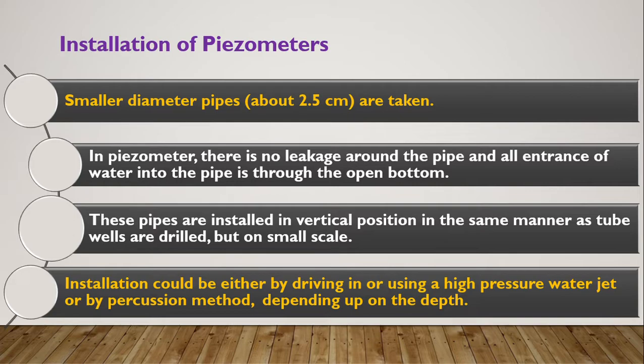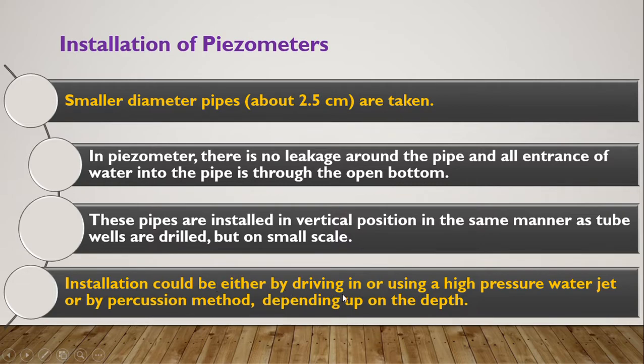So how can we install it? Small diameter pipes, about 2.5 centimeter diameter, are taken. In a piezometer there is no leakage around the pipe. We have already seen that there is only one opening at the bottom. The pipes are installed in a vertical position in the same manner as tube wells are drilled, but on a small size. So it should be installed vertically down.